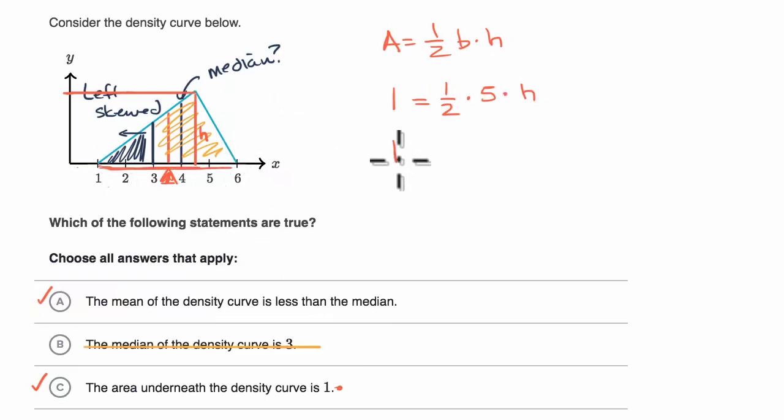Or we could say 1 is equal to 5/2 times height, or multiply both sides by 2/5 to solve for the height. And what are we going to get? We're going to get the height is equal to 2/5. So if you have a very clean triangular density curve like this, you can actually figure out the height even if it was not directly specified.